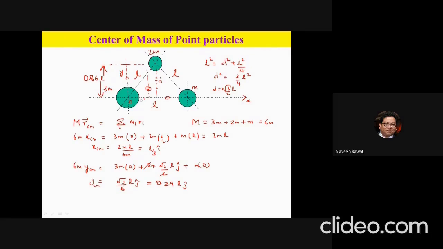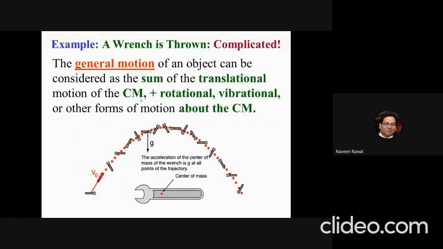But let's stress the point of why we are interested in this center of mass in the first place. Why are we calculating the center of mass? It turns out, when an object has a very complicated shape and is moving, for example a wrench, if you throw a wrench in air, it is doing a very, very complicated motion. Because it's rotating, and there might be some vibrations that it is doing. At the same time, it is translating from point A to point B. So there are multiple types of motion that this object is doing.